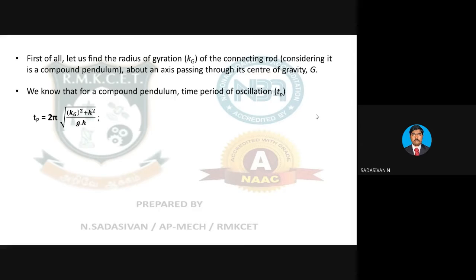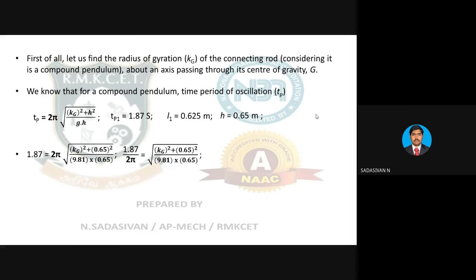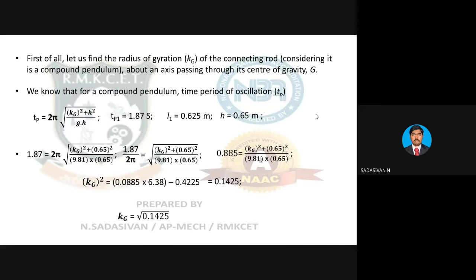In this formula, except kG, everything is known to you. Time period is 1.87, L1 is 0.625, H is 0.65, gravity is 9.81, which you already know. Put everything in and solve for kG. The answer will be around 0.1425, that is, kG square is 0.1425. kG is the square root of 0.1425, which is 0.377.